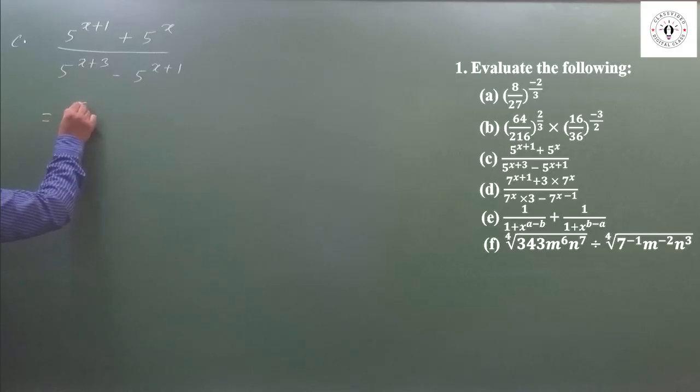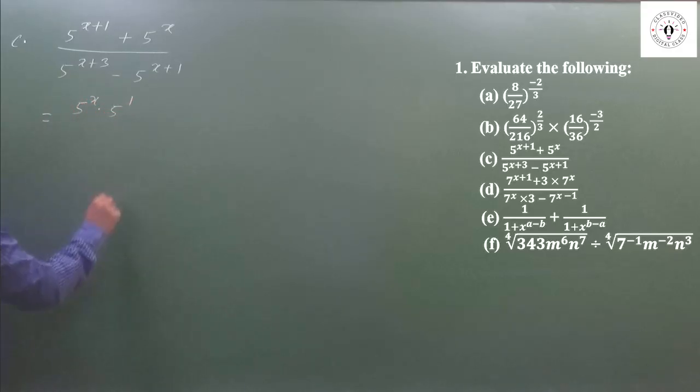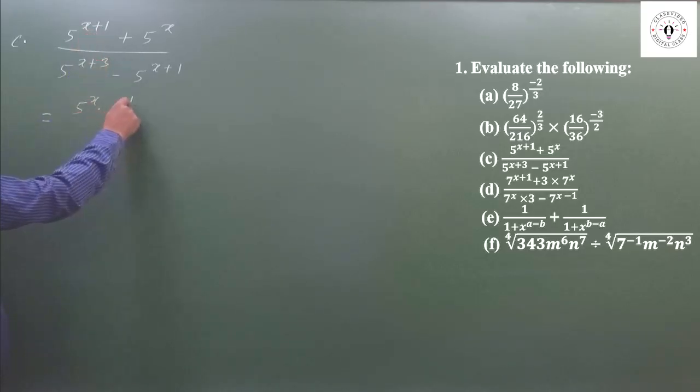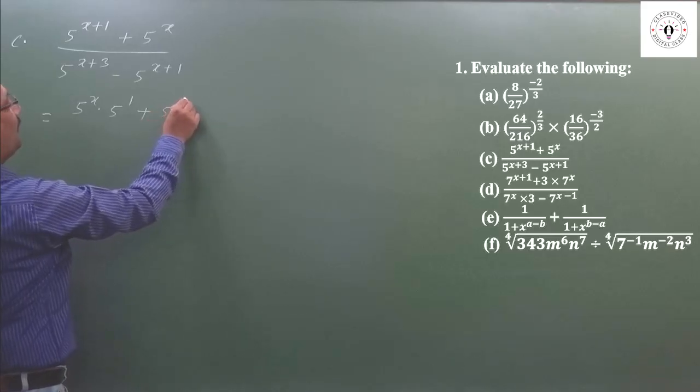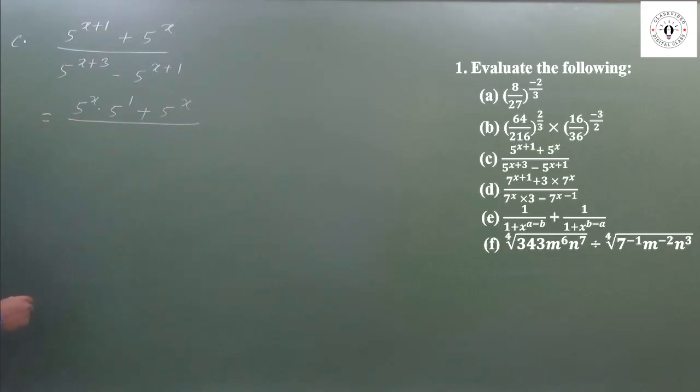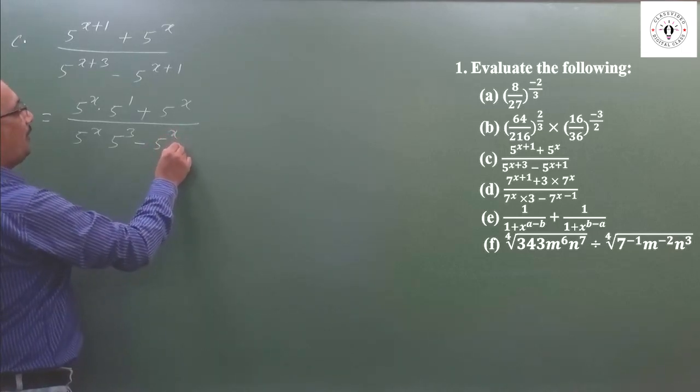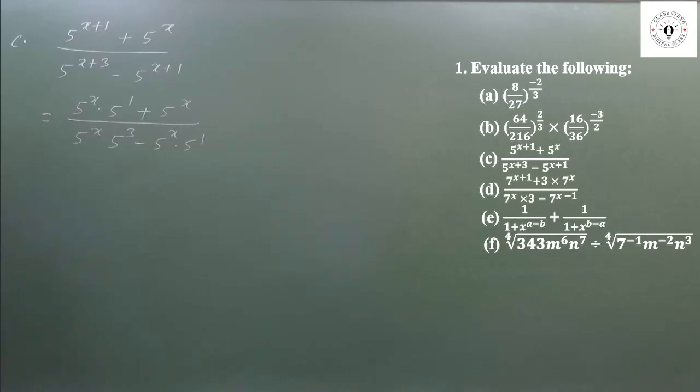5 to the power x plus 1 can be written as 5 to the power x into 5 to the power 1. Why? Because in multiplication, when bases are same, power is added. This 5 to the power x as it is. Similarly, 5 to the power x plus 3 can be written as 5 to the power x into 5 to the power 3. And 5 to the power x plus 1 can be written as 5 to the power x into 5 to the power 1. What is common? Common is 5 to the power x. What is left here? 5 to the power 1, which means simplify 5 plus 1.